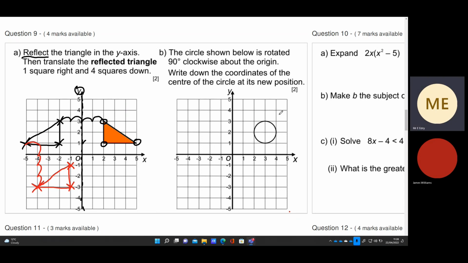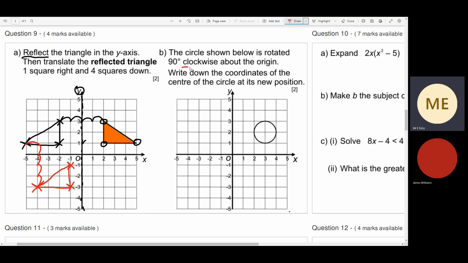Brilliant. Okay. Right, so the second one, this B, says it wants to rotate the circle 90 degrees clockwise about the origin. So what we would do is you have the origin here. We grab some tracing paper and you would basically trace this. Let me see if I can do that.